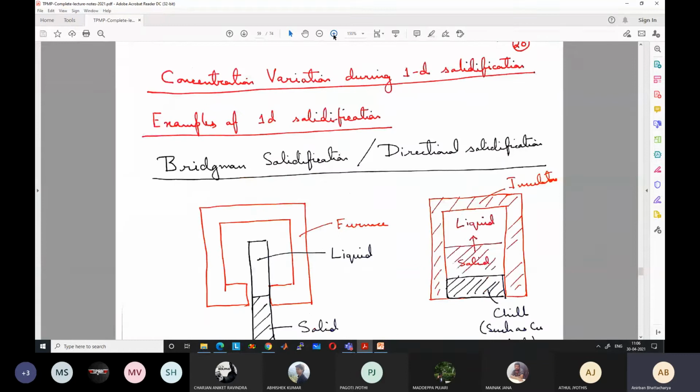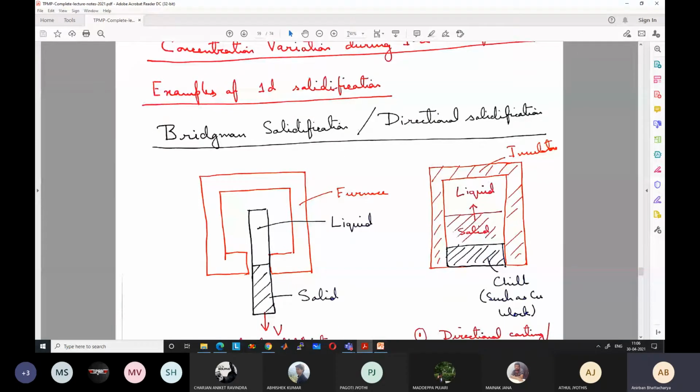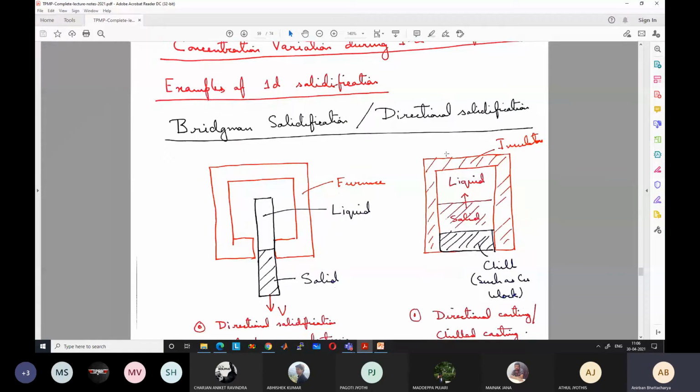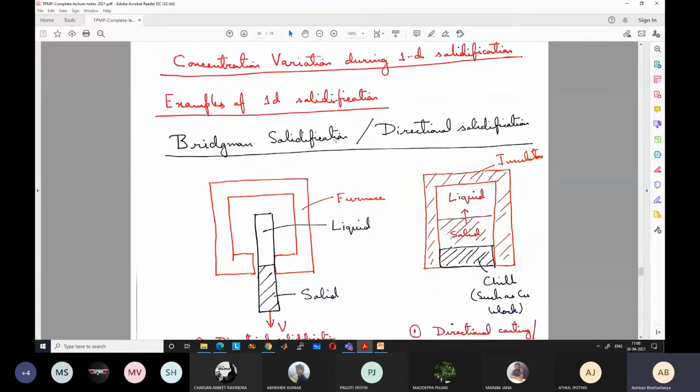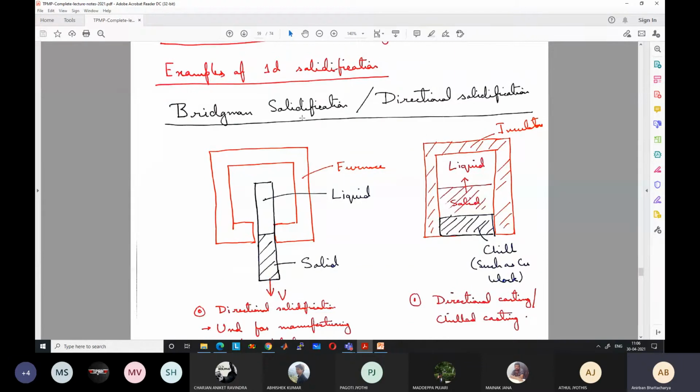The first process that we are going to study is known as directional solidification, or Bridgman solidification. This directional solidification can occur in different types of processes. For example, for manufacturing turbine blades, we use directional solidification. I will just show you the example in the slide in a moment.